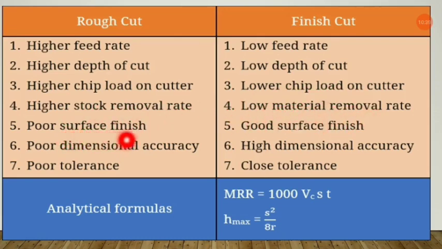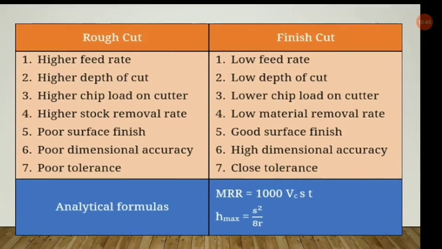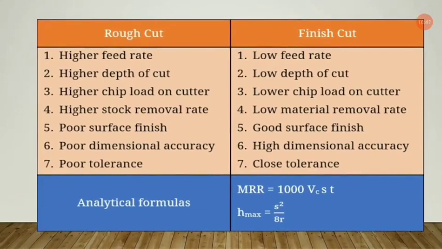In rough cut we have poor surface finish, in finish cut we have good surface finish. In rough cut we have poor dimensional accuracy, whereas in finish cut we have high dimensional accuracy. In rough cut we have poor tolerance, and in finish cut we have close tolerance. So these are the basic differences between a rough cut machining process and a finish cut machining process.